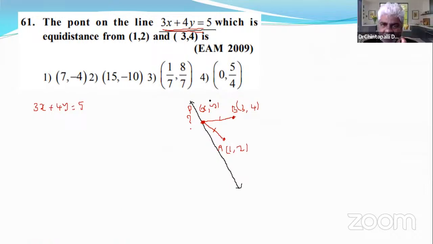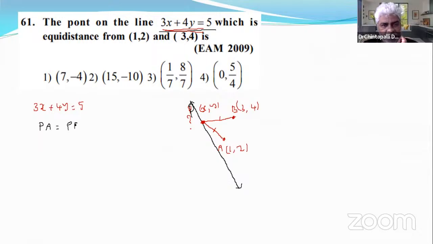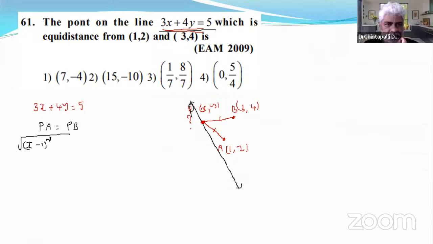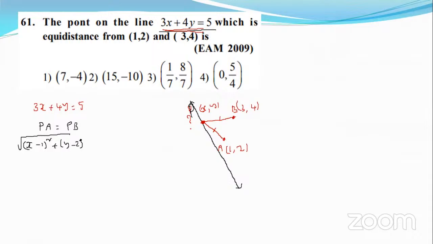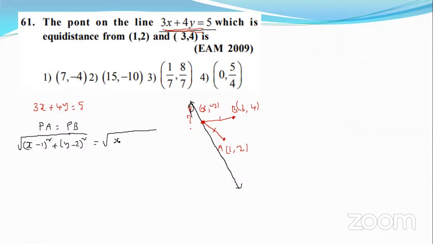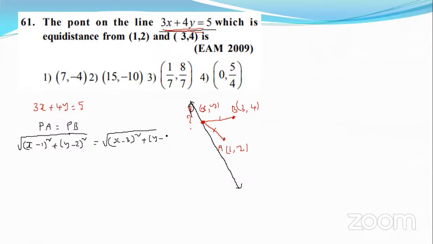The distance of point P from A is equal to the distance of point P from B, which means PA is equal to PB. A is (x, y), (1, 2). The distance is the square root of (x minus 1) whole square plus (y minus 2) whole square, is equal to PB, which is the square root of (x minus 3) whole square plus (y minus 4) whole square.